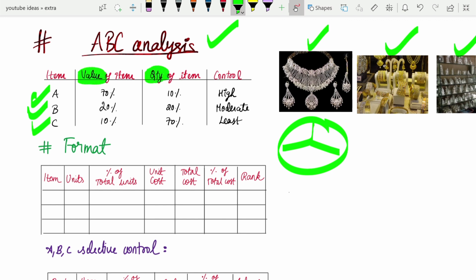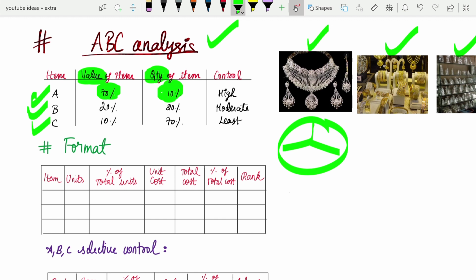So item A's value will be 70% of the whole value. That is, if you include all the items together, item A, item B, item C, A alone will contribute 70% to the value of the total items. Whereas the quantity of A will only be 10%.